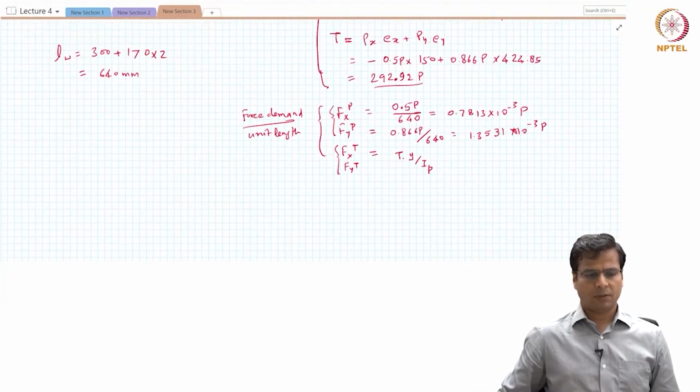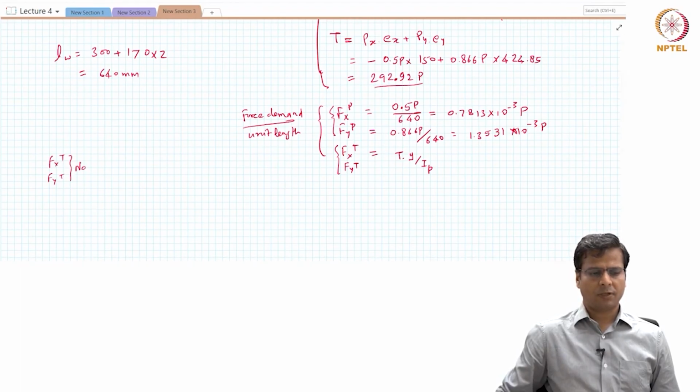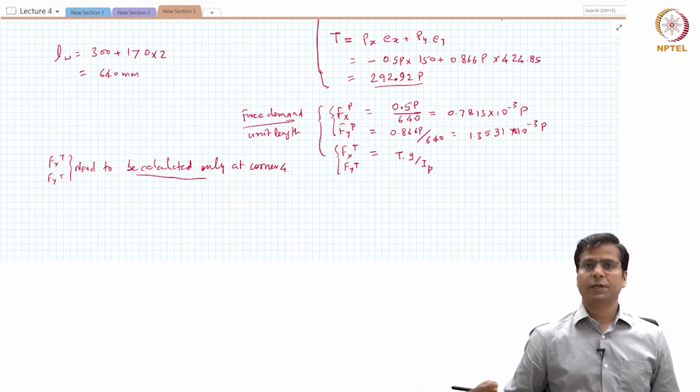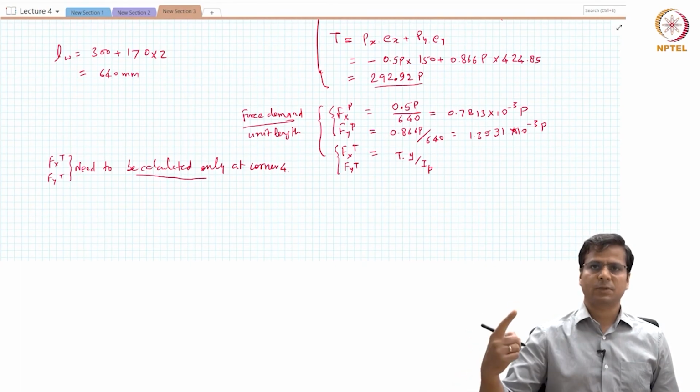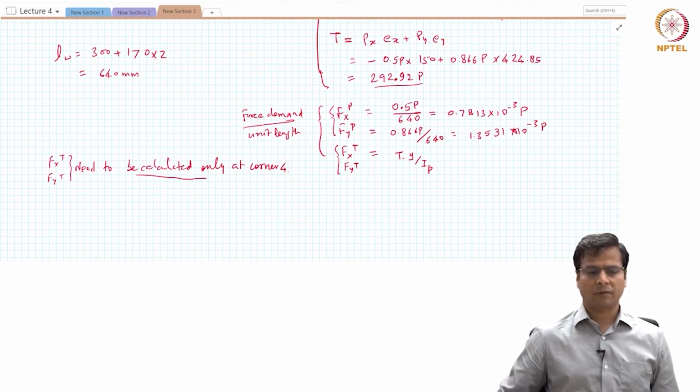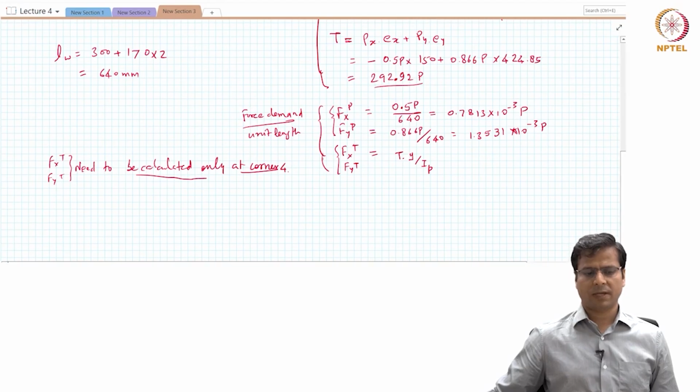Again, Fxt and Fyt need to be calculated only at corner 4. This would change if the orientation of the force changes. If the force is acting in some other direction, this location would change. But for this orientation, the way this force was applied, it should be corner 4 that is the critical one.